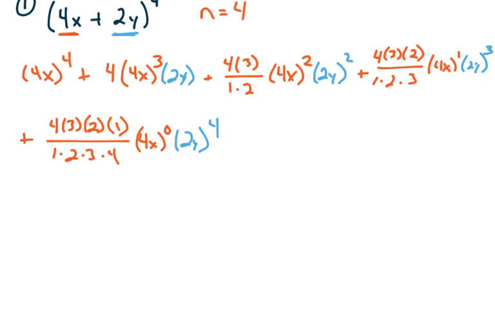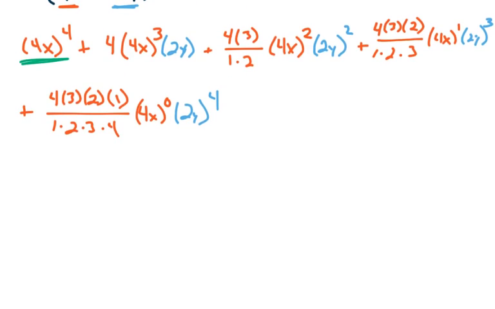4x to the 4th power. 4 to the 4th power is 256. So this is going to be 256x to the 4th power. That's a really bad 4. Let's try that again. Plus, 4 times 4 cubed is the same thing as 4 to the 4th, which is 256, times 2 is going to be 512. So 512, I've got 3 x's and 1 y. 4 times 3 is 12, divided by 2 is 6. So this right here is 6.